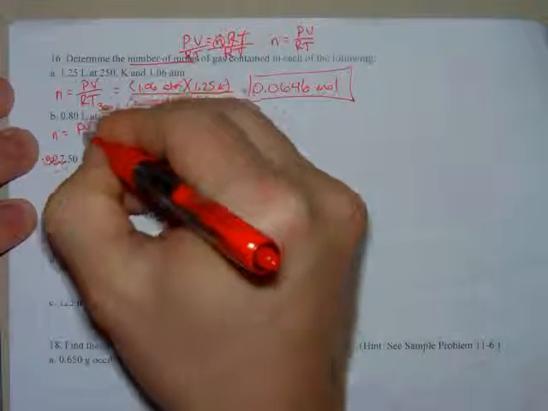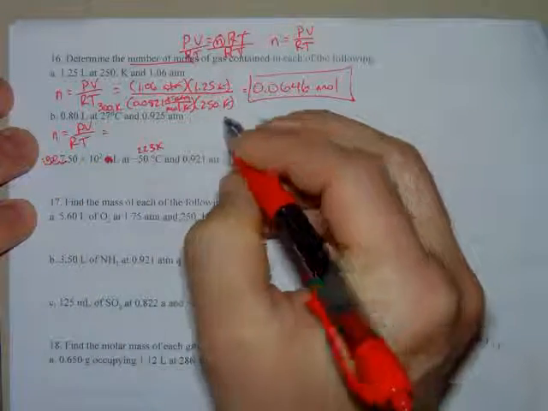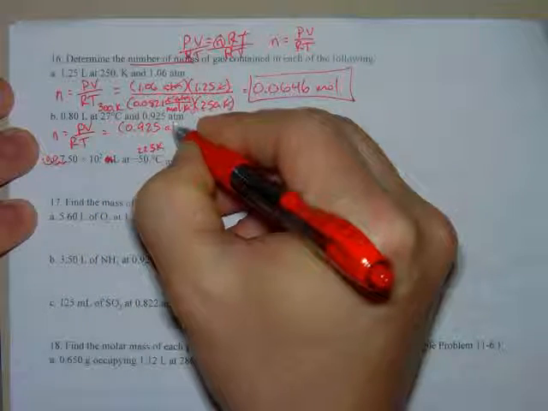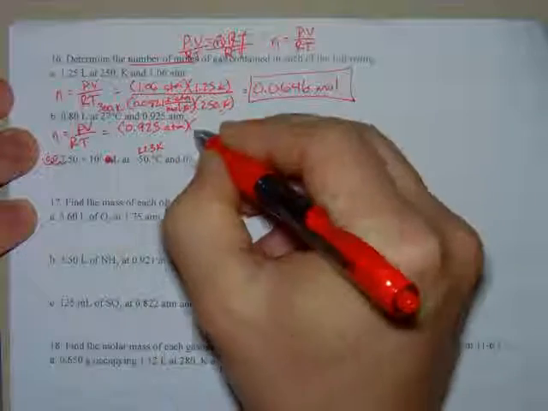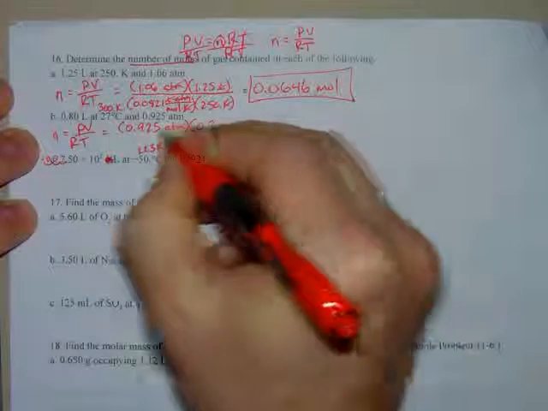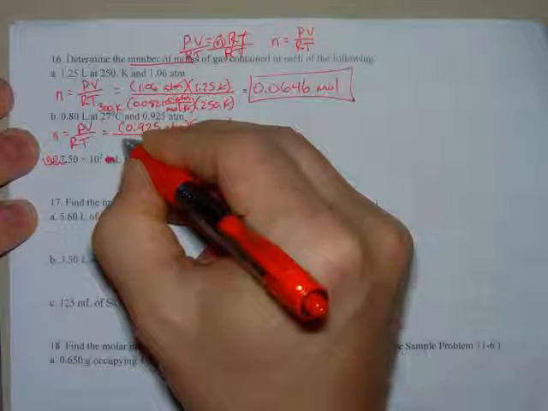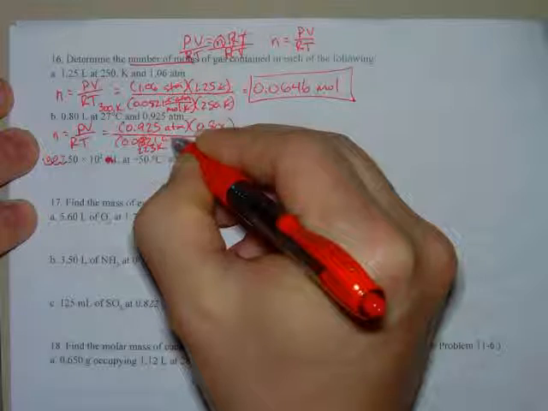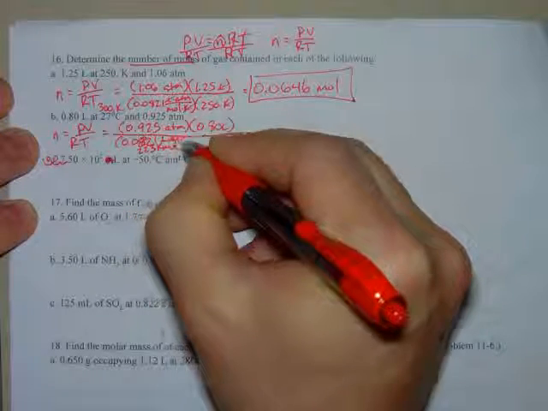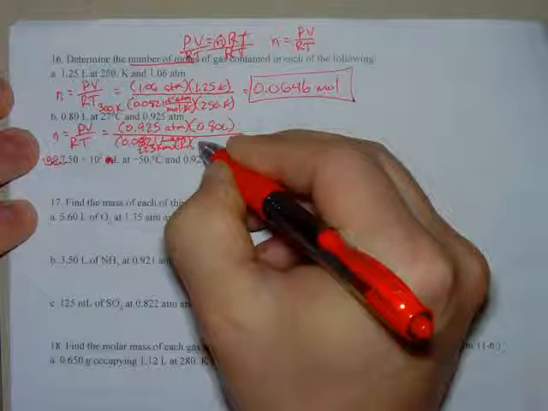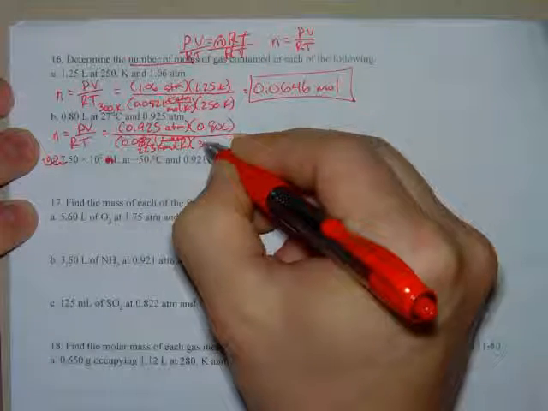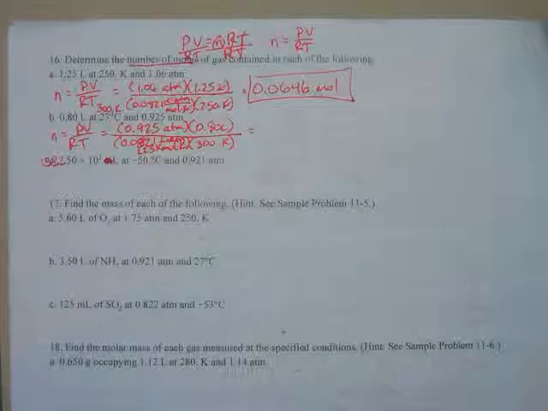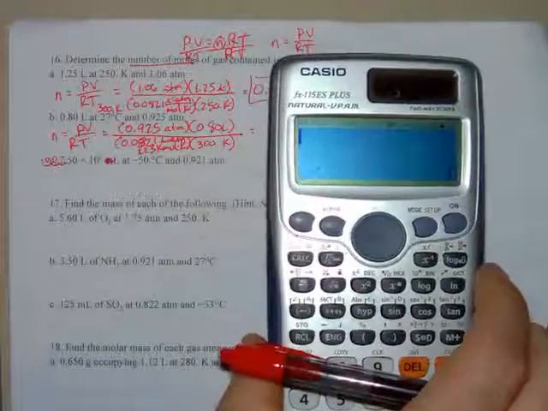All right, n is equal to PV over RT. Pressure, 0.925 atmospheres. Volume, 0.80 liters. Ideal gas constant, 0.0821, with liters, atmospheres, and moles times kelvins. And then my temperature was 300 K, because I had to turn it from degrees Celsius into kelvins. And I am ready to calculate.